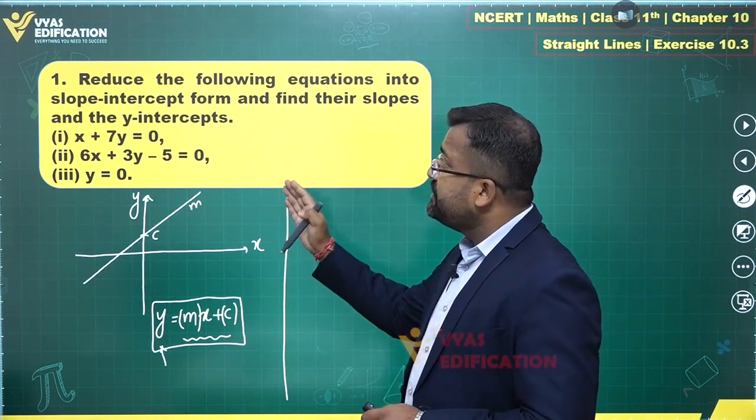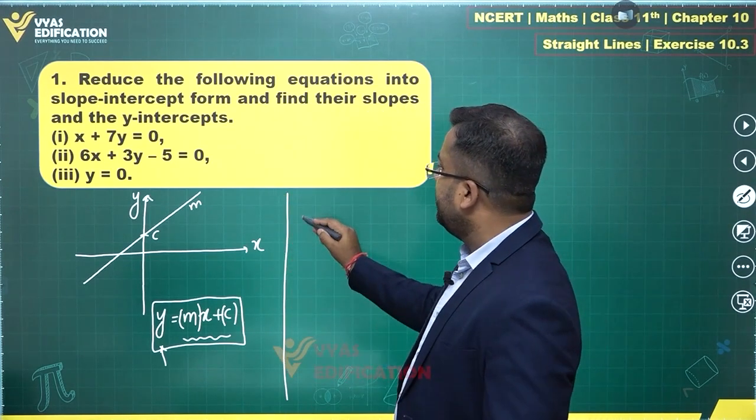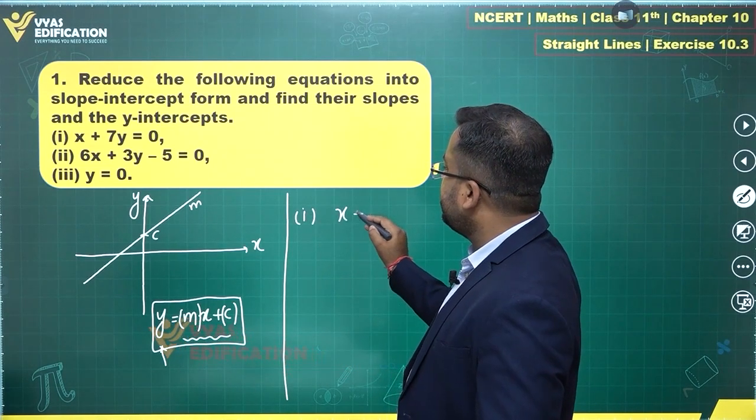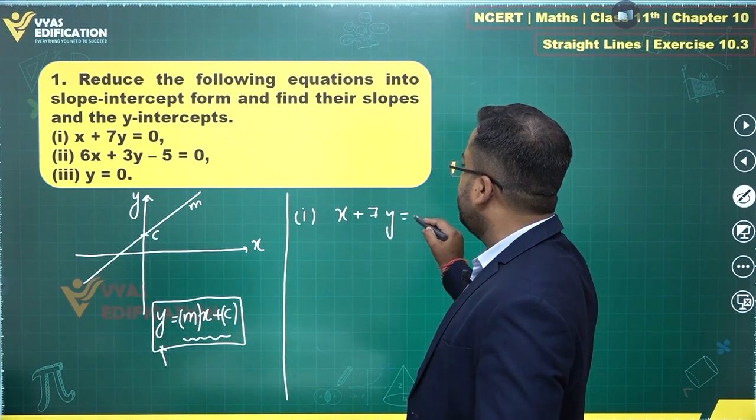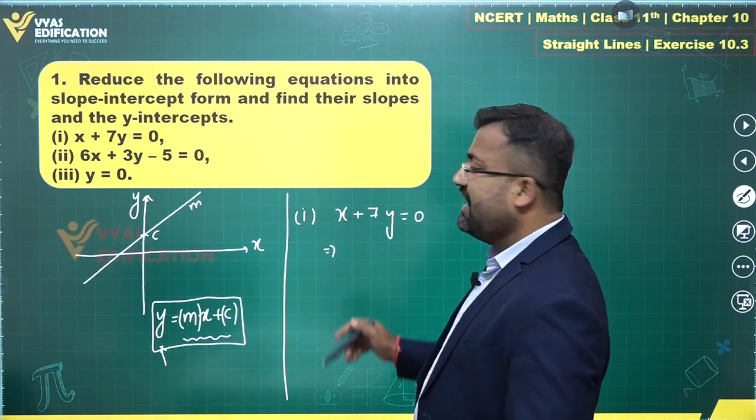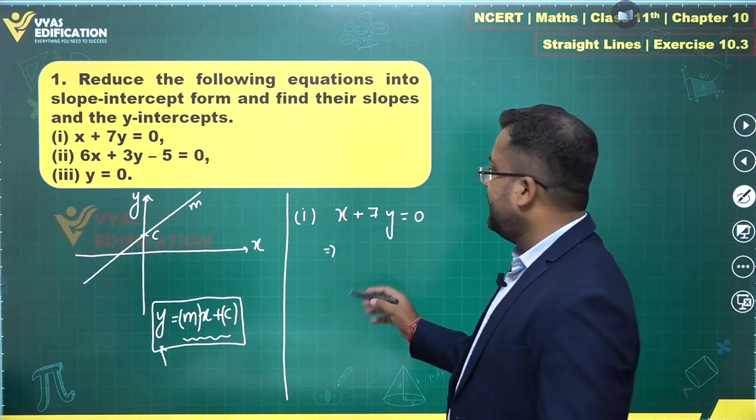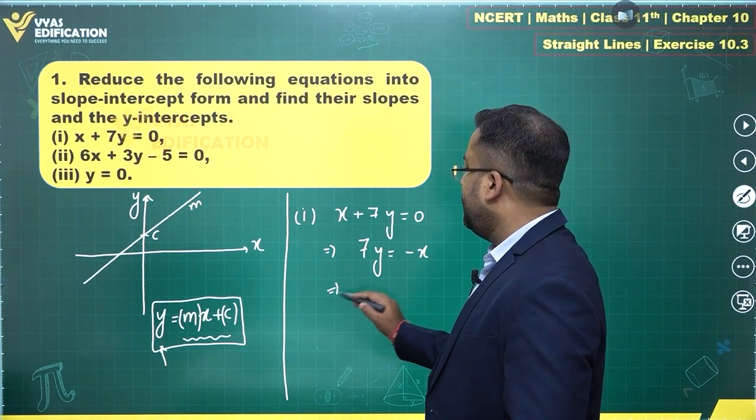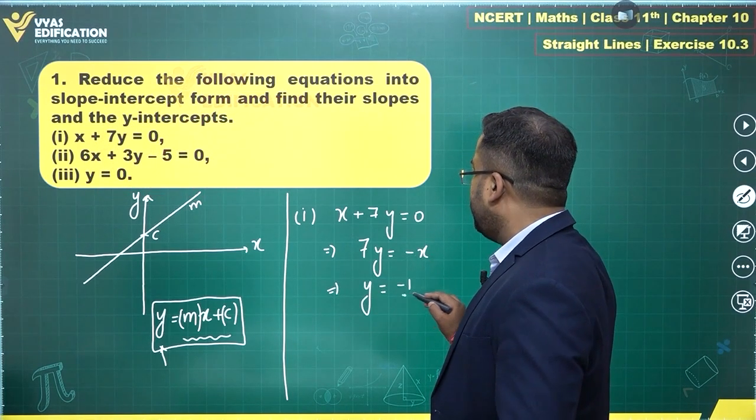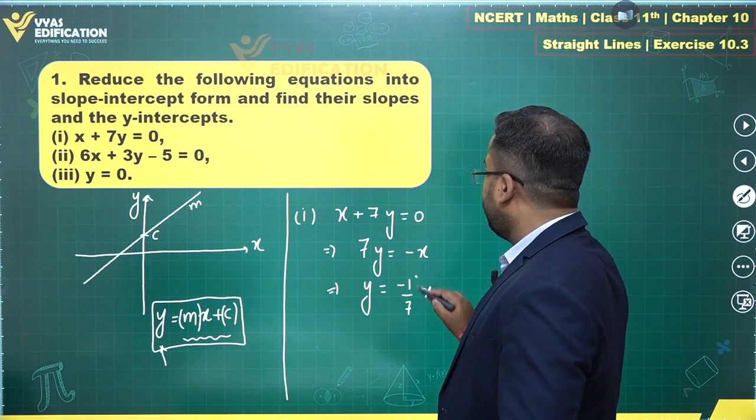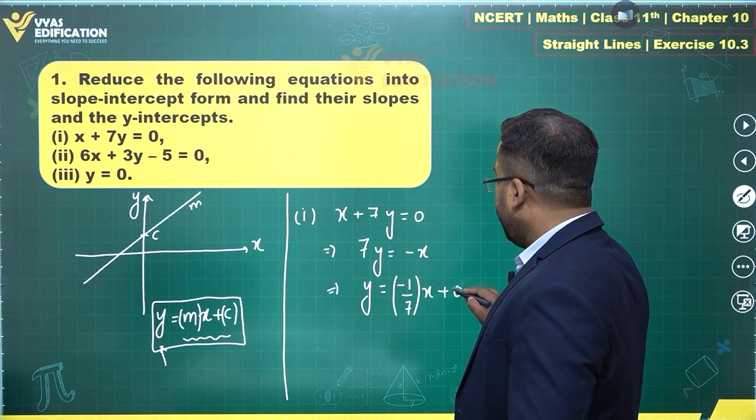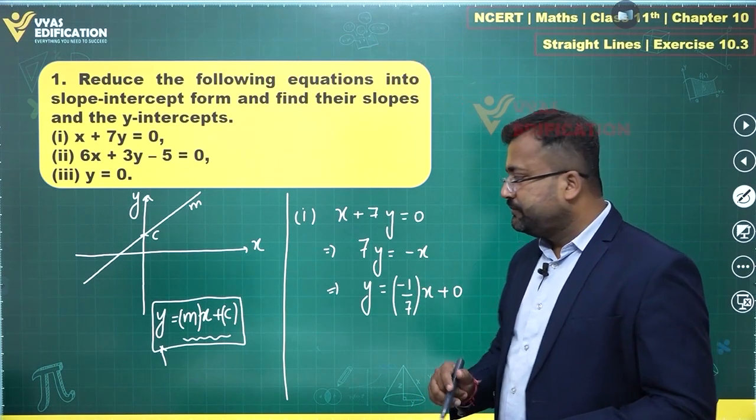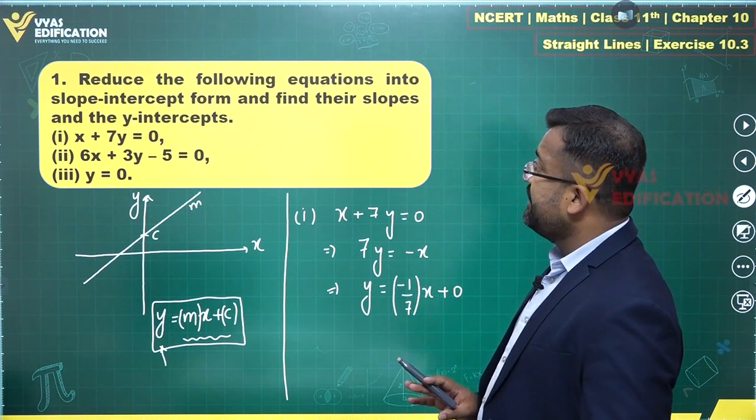So reducing the equations into slope-intercept form, in the first part, what you have is x plus 7y is equal to 0. So let's bring y on one side and the rest of the things on the other side. This is minus x, okay, and dividing by 7, this becomes minus 1 by 7 x, and plus at max you will have a 0 over here, right? So this is the idea behind this.